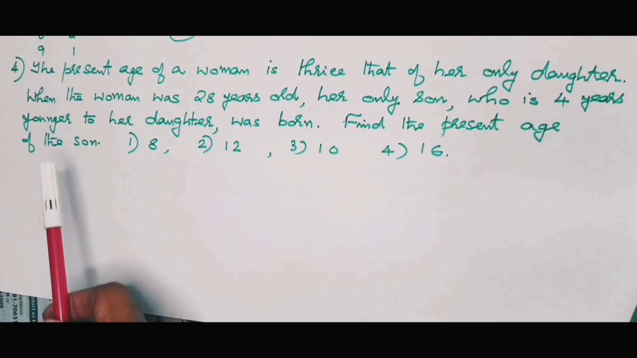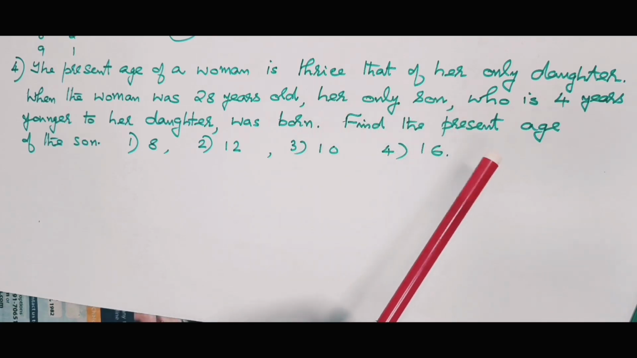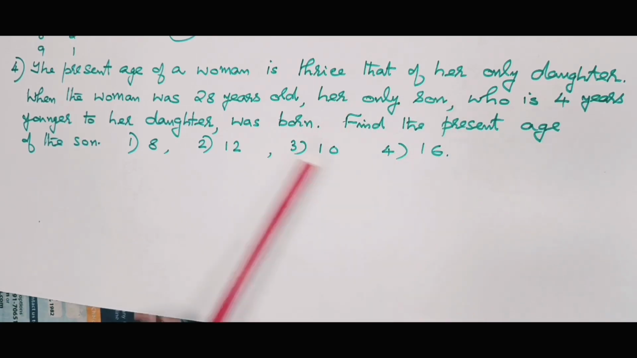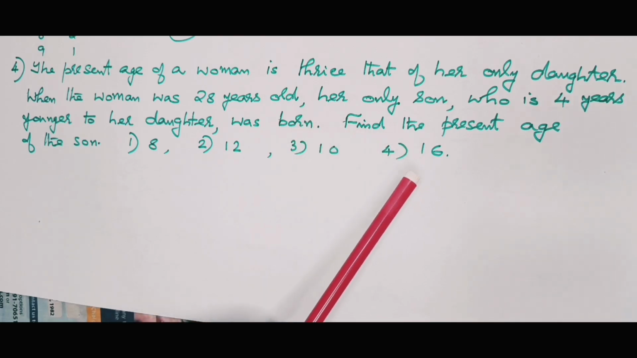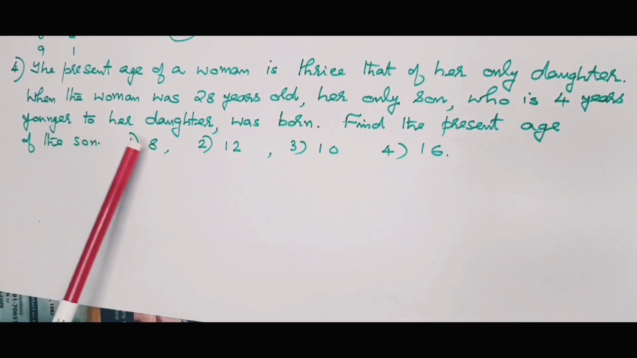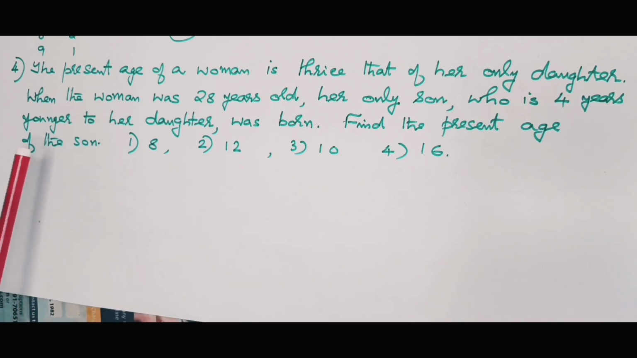The next question is this. The present age of a woman is thrice that of her only daughter. When the woman was 28 years old, her only son, who is 4 years younger to her daughter, was born. Find the present age of the son.